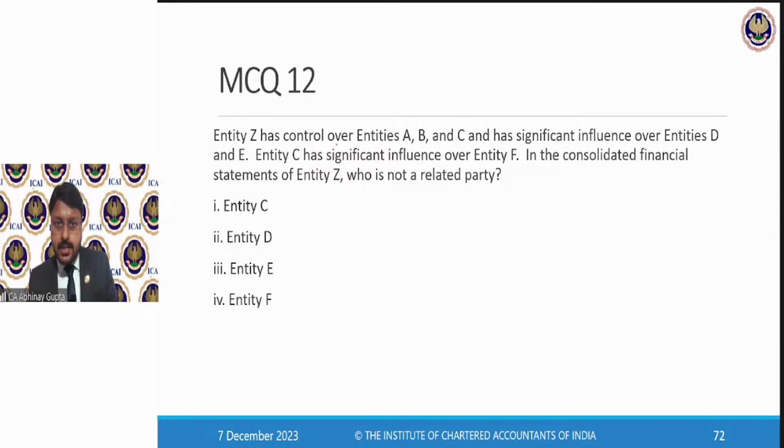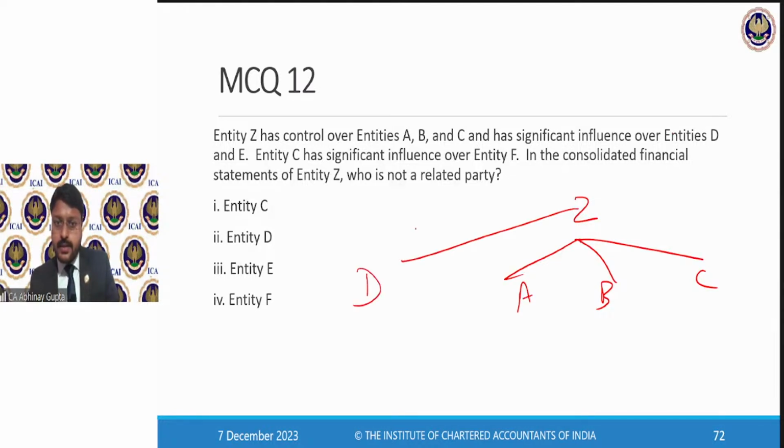Now, next one: entity Z has control over entity A, B, and C. A, B, and C have control and significant influence over D, right? SI. So this is control, and this is control. Now entity C has significant influence over entity F, SI. Okay. Now, in the consolidated financial statements of entity Z, who is not a related party?